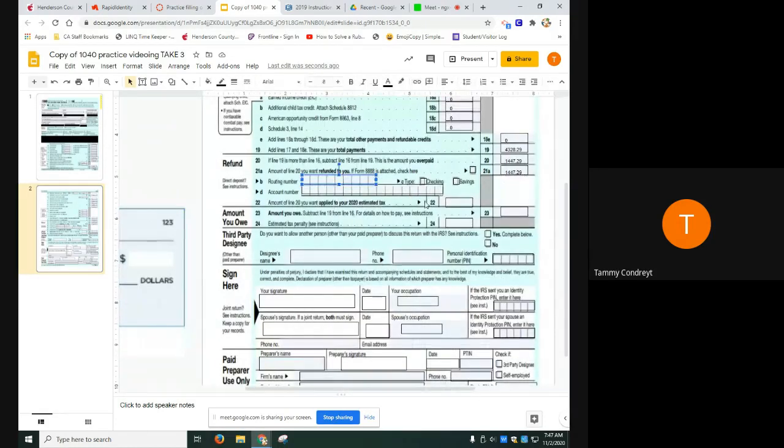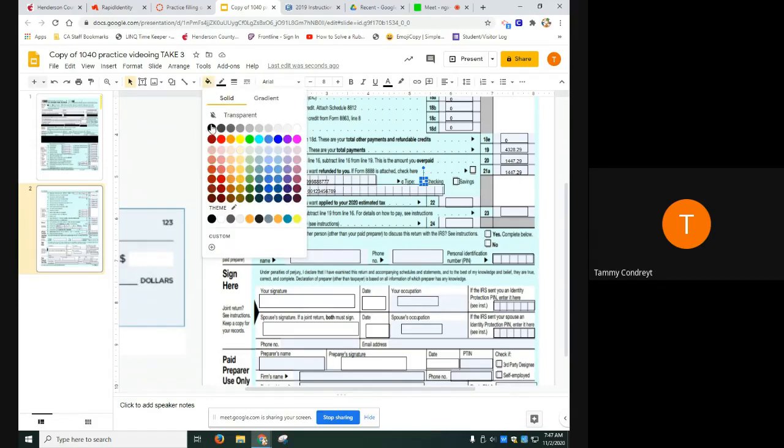So the routing number was 999-888-777. And the account number is 00123456789. It's going to say it's a checking account. So I'm just going to go up here and fill that in.